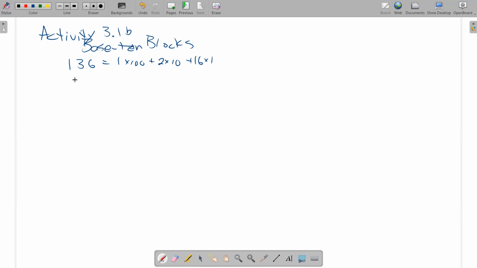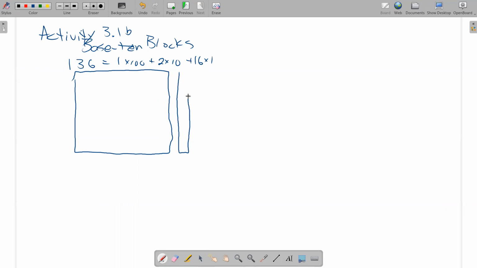And I would just draw my best big block for 100 and try to draw them to scale. I know I'm not the best drawer some days. So if that's my 100, 10 should look like 1/10 of that. So I should try to make it just as tall, but only 1/10 as wide. And again, I probably should use the line tool because my lines aren't that straight. So there's my 120, and then I would draw in my 16 of these guys.